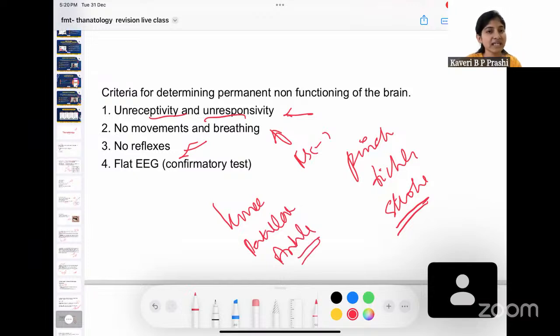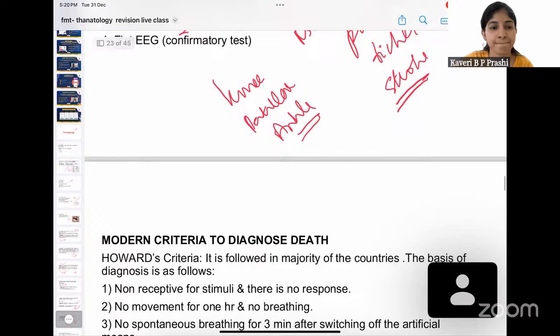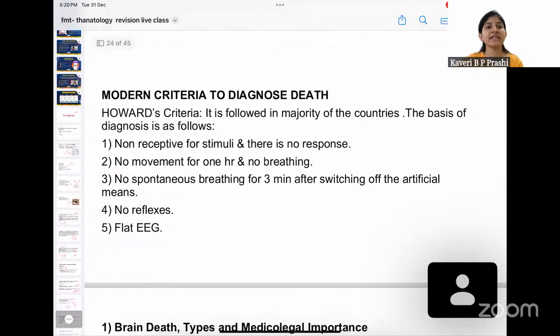And when you see the EEG, electroencephalogram, it is going to show a flat line, which is a confirmatory test for brain death. What are the modern criteria to diagnose death? Harvard criteria. It is followed in the majority of the countries.